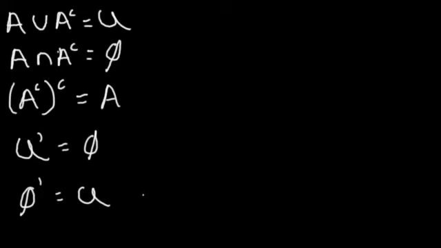So let's look into this one after the other. For the first one, we said A union A complement is the universal set. Now let's say the universal set U consists of elements 1 all the way to 10.